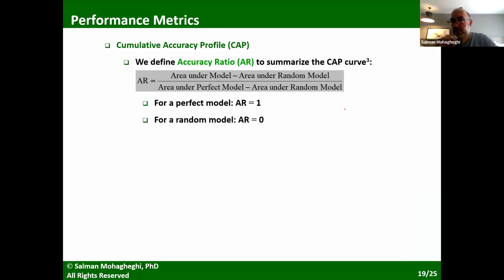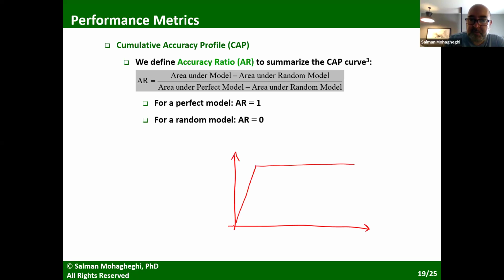Sometimes, however, instead of just looking at it visually, you would like to have a number. One of the numbers that we use is known as accuracy ratio. Accuracy ratio basically looks at the area under the model you're considering minus the area under the random model, divided by the area under the perfect model minus the area under the random model. Kind of something like this.